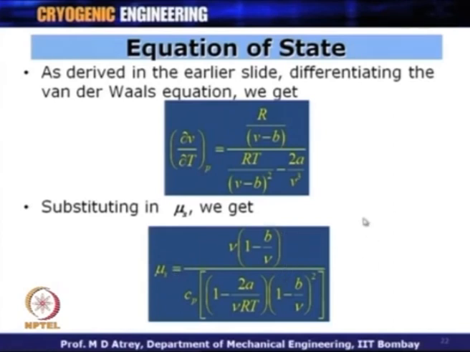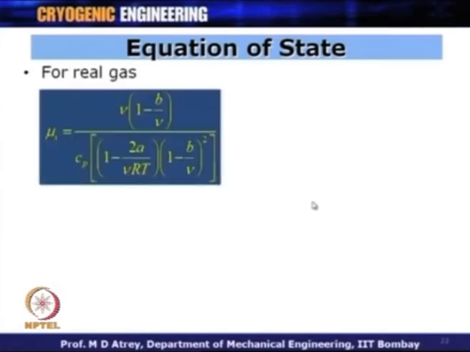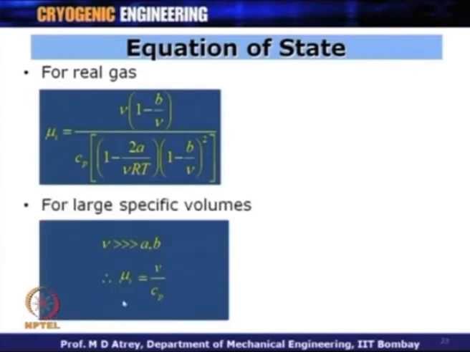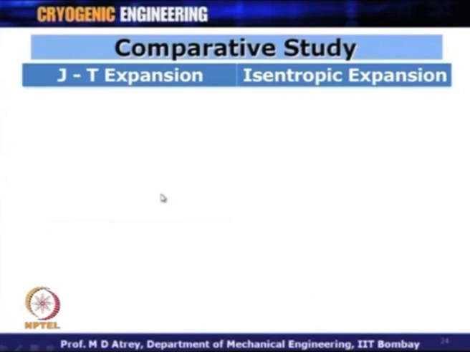We found that whether it is ideal gas or real gas, mu JT is always going to be positive. That means, when expanded isentropically, it will always result in lowering of temperature. If I want to compare isenthalpic expansion, that is JT expansion, with isentropic expansion: JT expansion has a condition of inversion temperature. I do not have any such condition in this case.